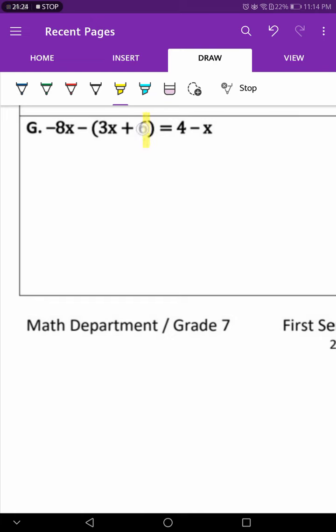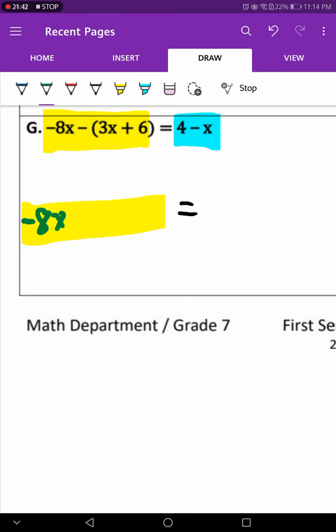This is the left side, and this is the right side. In the left side, what will I have, Rayyan? You will break the parentheses, of course. Then it will be negative 8x, multiply by negative 3x.